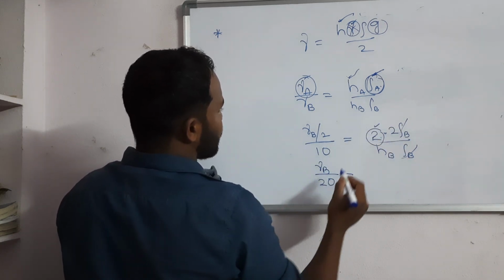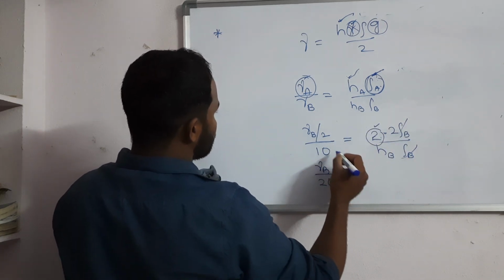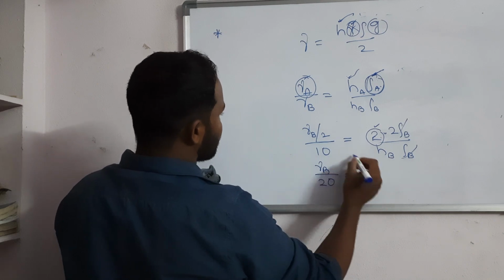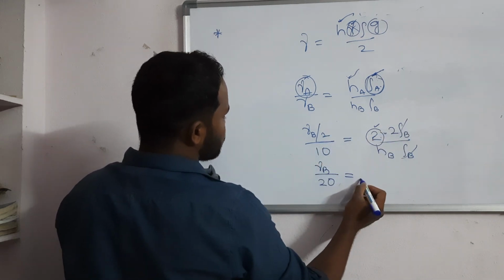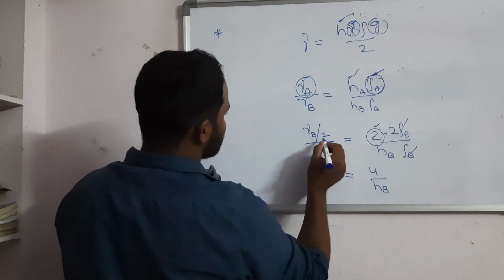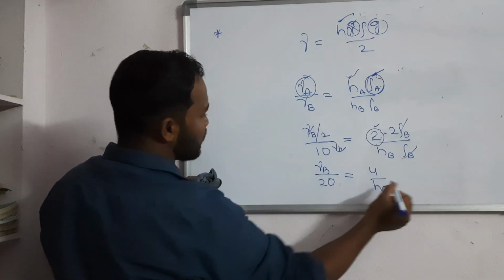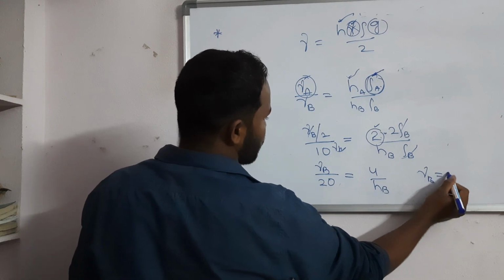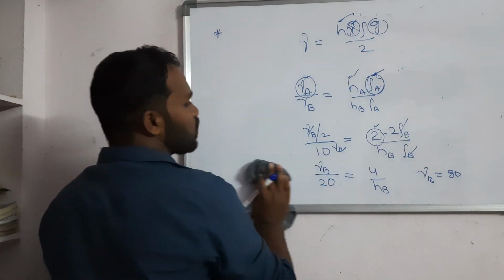They asked the height, right? So you will get around 80. So here gamma B cancelled. You will get around gamma B is equal to around 80. I don't know exactly, but the process is like this.